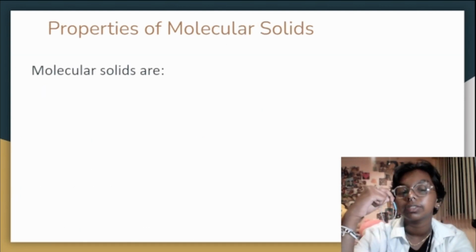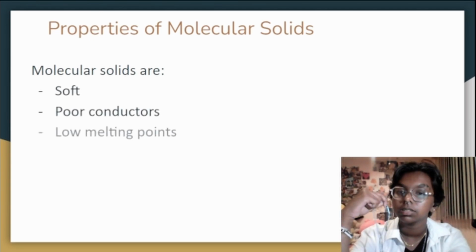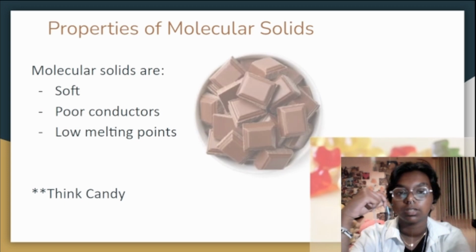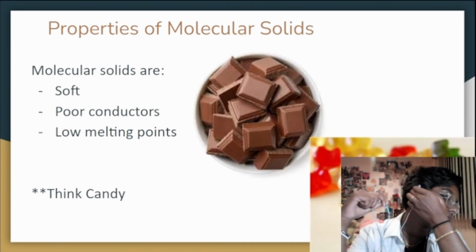So what are the properties of molecular solids? Molecular solids are soft, they are very poor conductors, they have low melting points, they're like candy. I mean, candies are molecular solids, so that's one good thing about it.